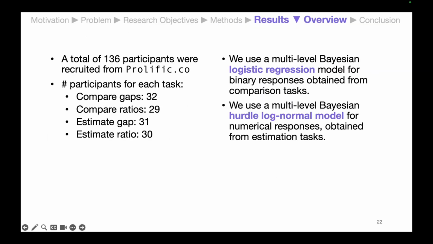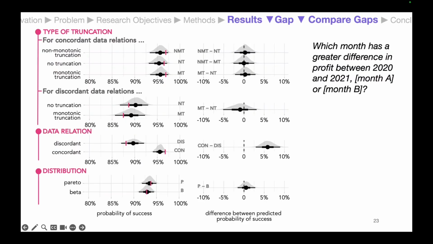Finally, here are the results. A total of 136 participants were recruited from Prolific.co. Each task had about the same number of participants, and we used a multi-level Bayesian logistic regression model for binary responses obtained from the comparison tasks. Also, we used a multi-level Bayesian hurdle-like normal model for numerical responses obtained from estimation tasks. Here are the total results for the task compare gaps.